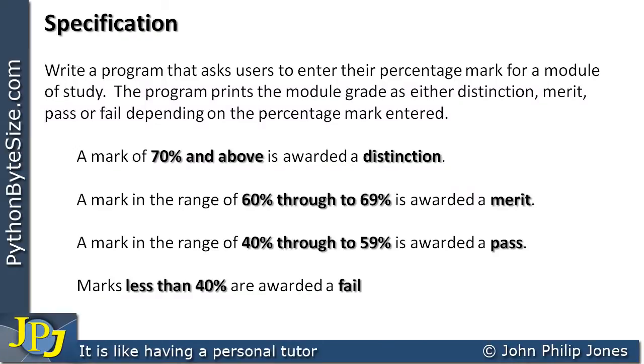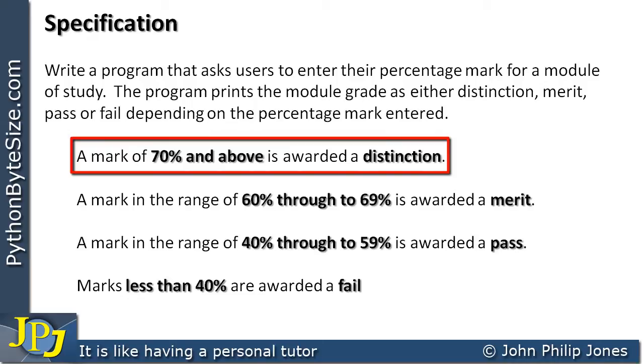Consider the following specification. Write a program that asks users to enter their percentage mark for a module of study. The program prints the module grade as either distinction, merit, pass or fail, depending on the percentage mark entered. A mark of 70 and above is awarded a distinction. So for example, 70, 71, 72, 99, 100, all of those marks get a distinction.